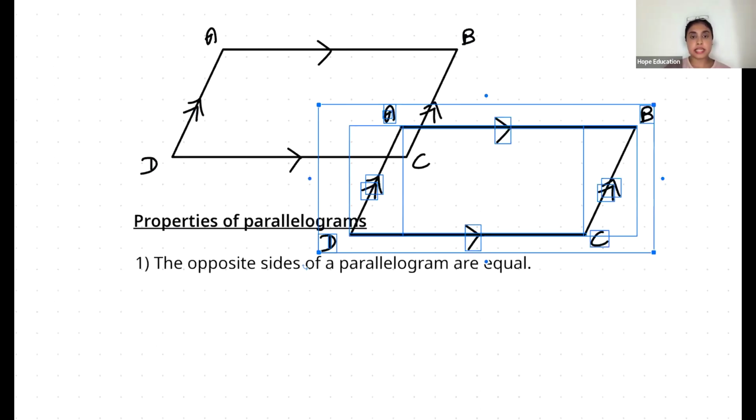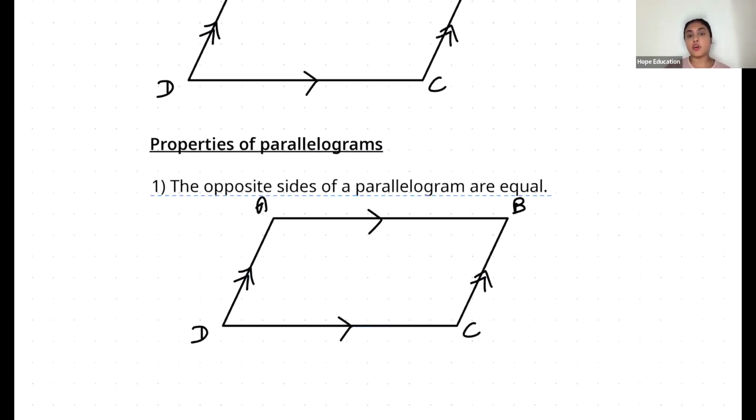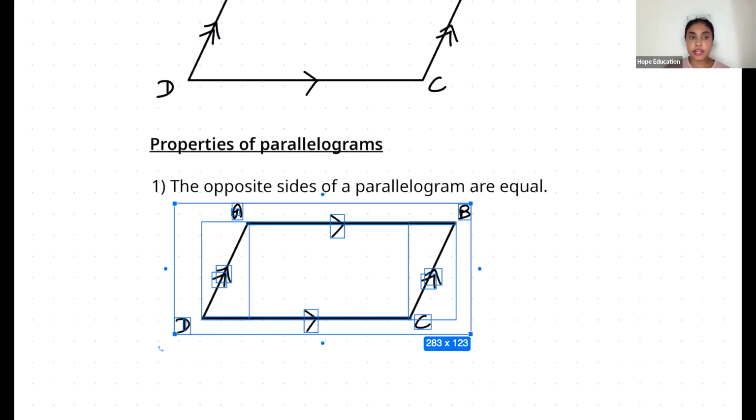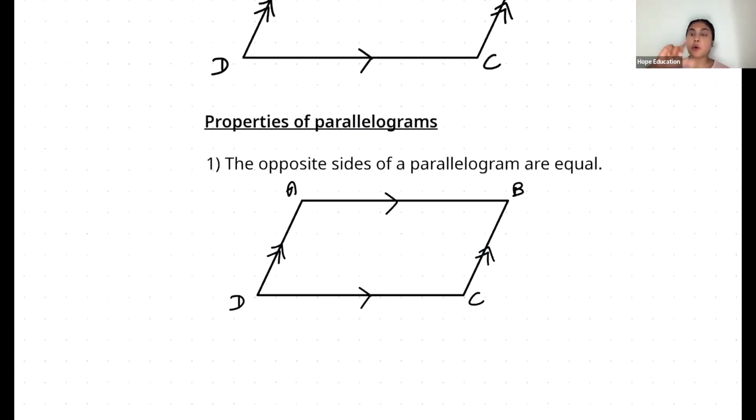So the first property is opposite sides of a parallelogram are equal. So if we take a parallelogram, always opposite sides are equal. That means the side AB is equal to the side CD and the side AD is equal to the side BC. This is one of the properties, right?